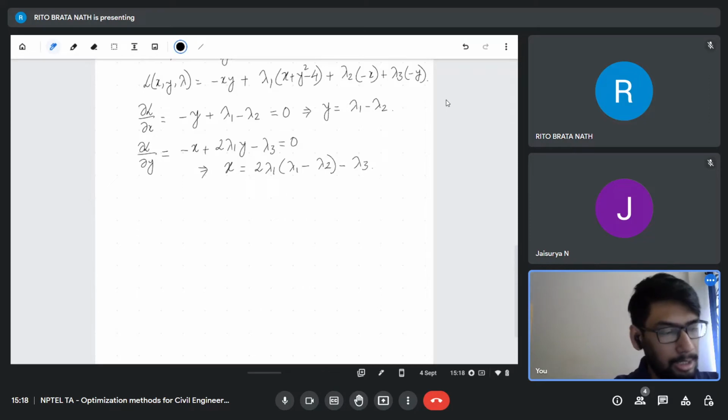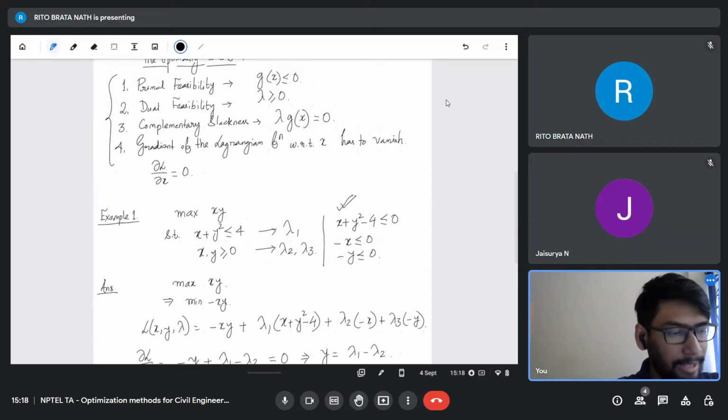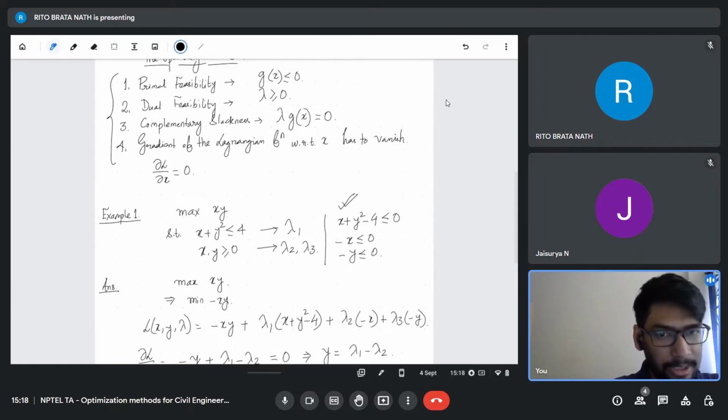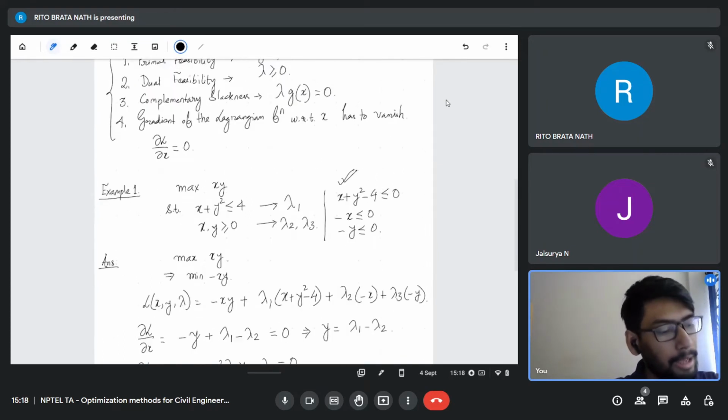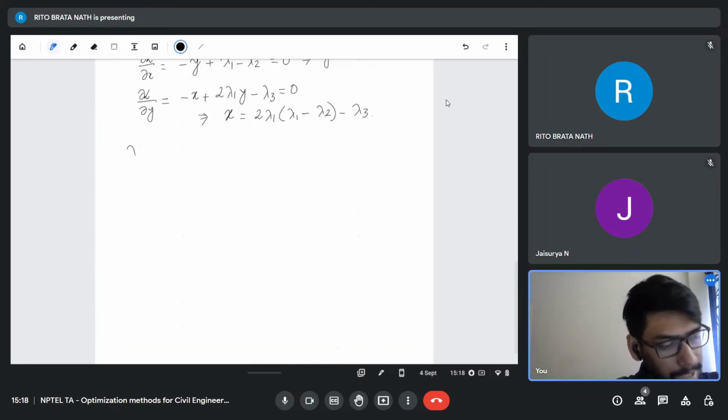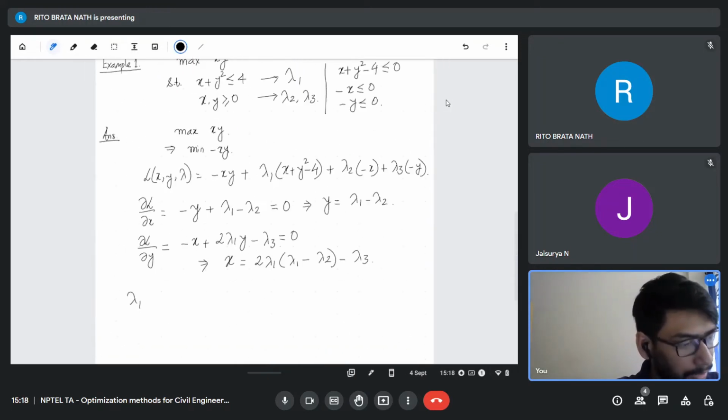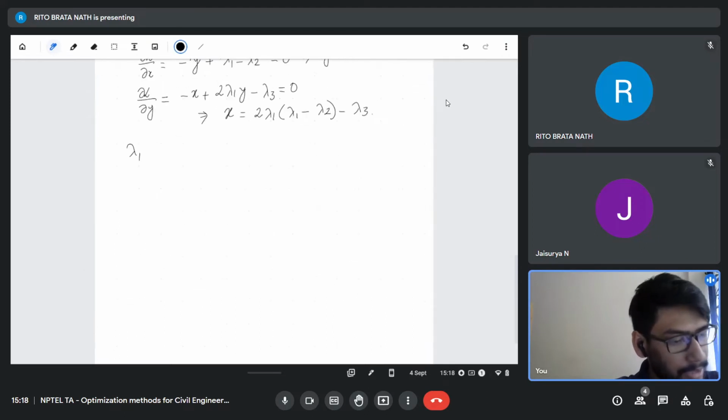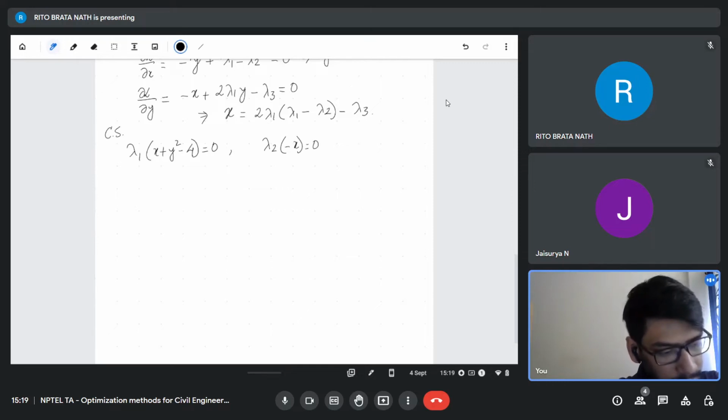Next, we have another condition which we call the complementary slackness that I have written before here, lambda times g(x) equals 0. So you have three of them here. So it's lambda 1 times g1 of x, you can say that, is 0. Then you have this lambda 2 times of minus x is 0. So this is your complementary slackness conditions. And you have the third one, lambda 3 times of minus y equals 0.